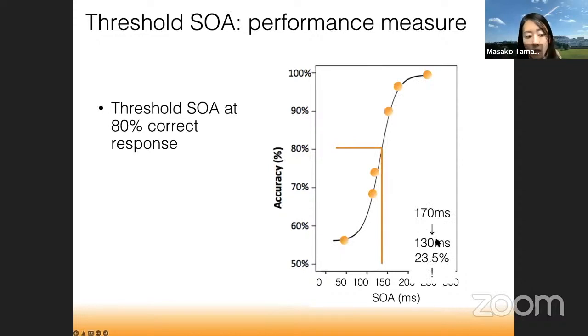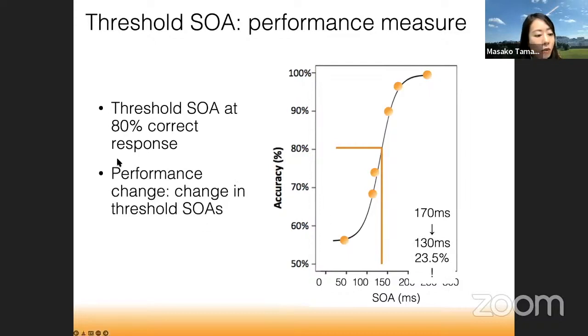And then what we did was to measure this threshold SOA at each of the test sessions, and then we obtained the change in the threshold SOAs. For example, in this case, there's a 23% improvement in performance.